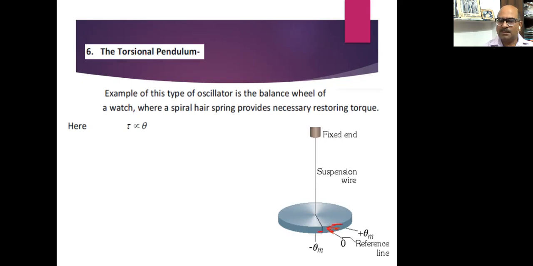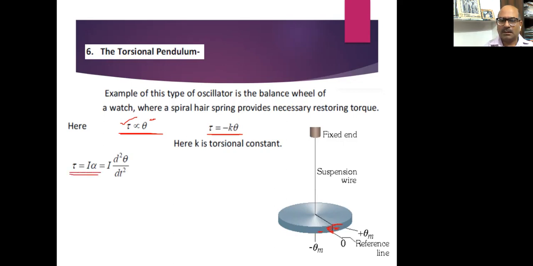It's a spiral hairspring that provides the necessary restoring torque. This is the hairspring, and the torque working on it is proportional to the angular displacement theta. So tau is equal to minus k theta, where k is again the torsional constant.